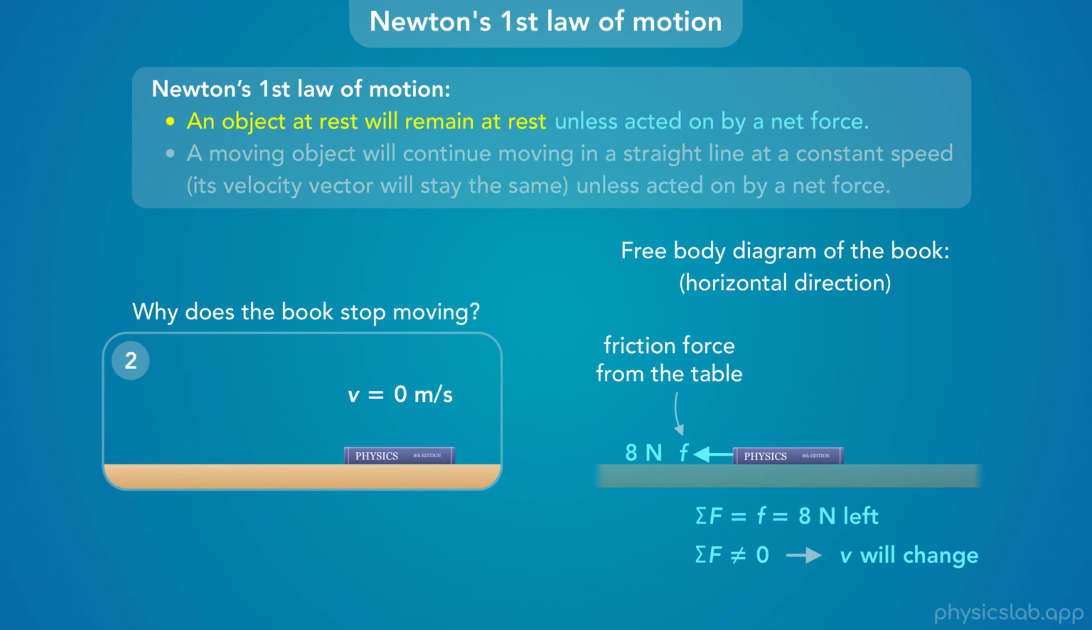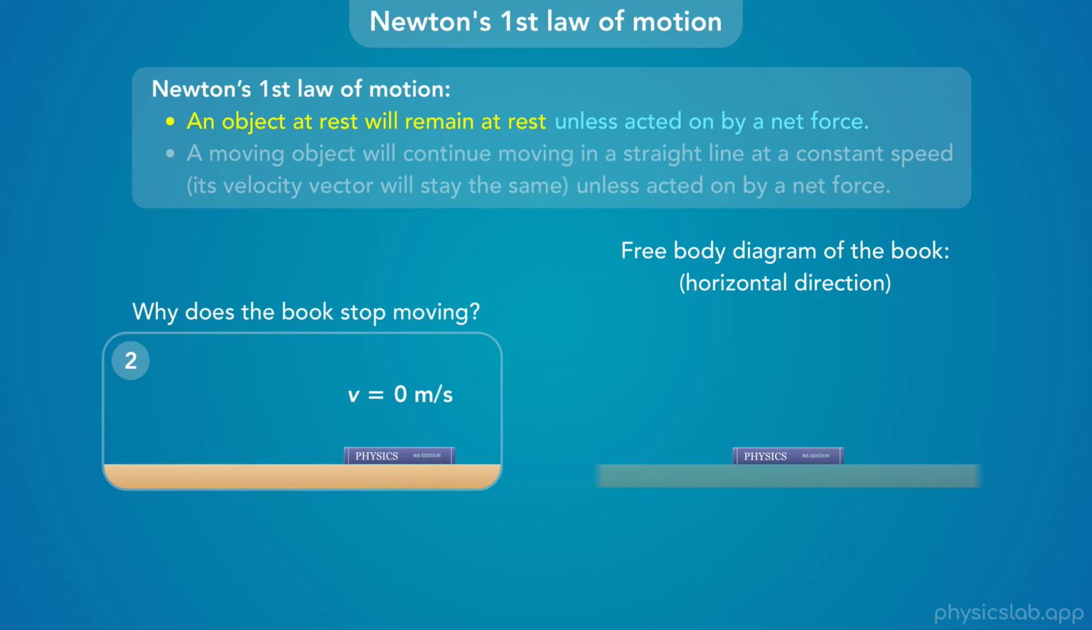You might be asking, once the book stops, why does it remain at rest if there's a net force? Well, it turns out that once the book stops moving, there's no longer a friction force. We'll explain that more in the lesson on friction, but now that there's zero net force, the book remains at rest.